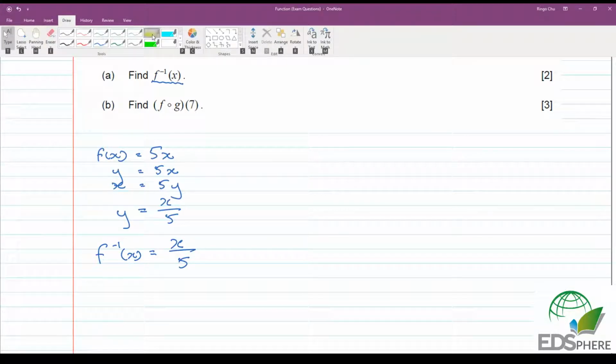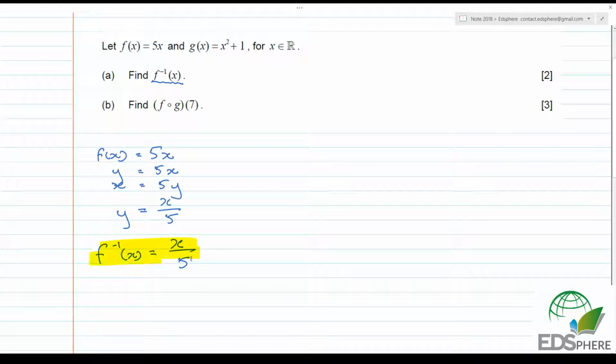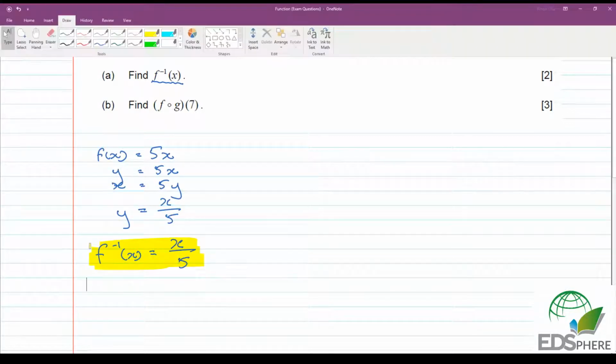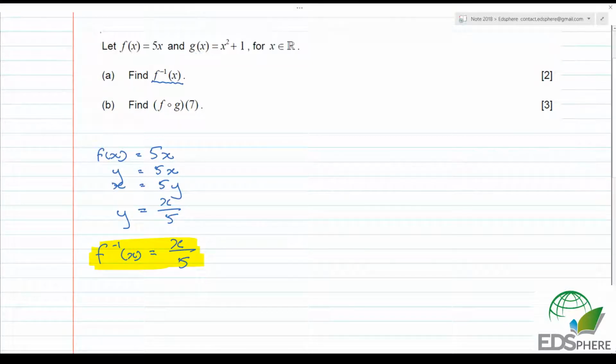So I'm just going to highlight this. I'm going to always highlight our answer. So that is beautiful. So the next question asks a composite function. So this is slightly more tricky. So how do we do a composite function?